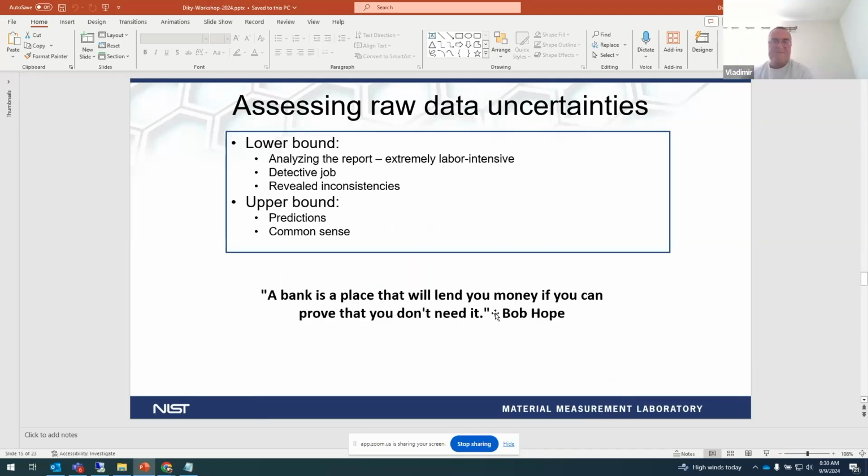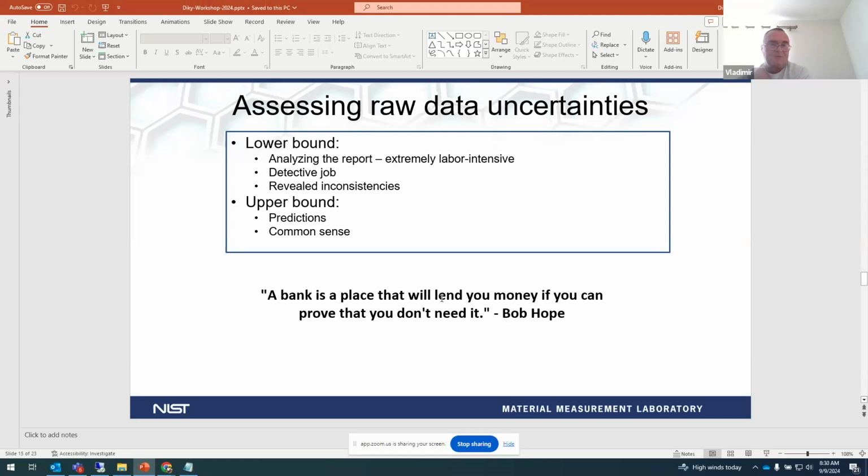Then, for assessing raw data uncertainties, if you need to know a very precise uncertainty, it is possible only if you don't need this data, if you can figure out the true value some other way. It's like the well-known phrase: a bank is a place that will lend you money if you can prove that you don't need it. So you can know the uncertainty of the value if you don't need the value.